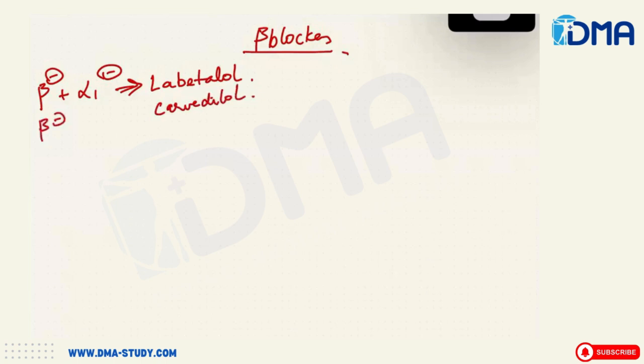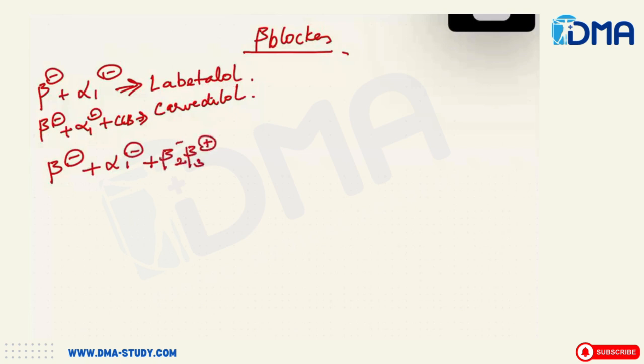Carvedilol causes a beta blocker, alpha 1 blocking effect, also calcium channel blocking effects. Then the one with a beta blocking effect, then alpha 1 blocking effect, but beta 2 and beta 3 agonistic effect. What is the drug? The drug is bucindolol, right?